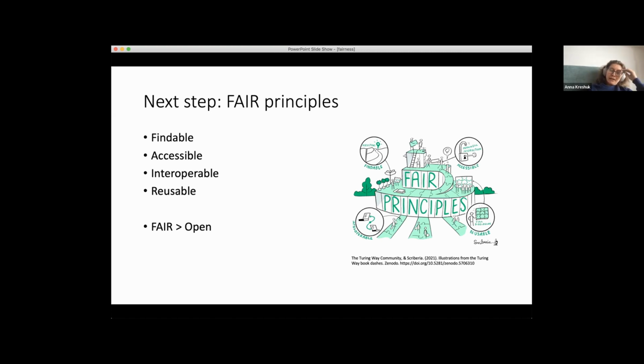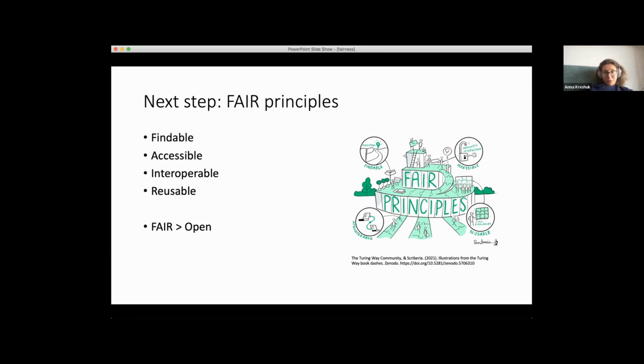So I would say full compliance to the FAIR principles is really more of the target, right? Where open science is the road. And the further we get on this road, the better it will be, and the better it will be for the whole scientific community. Right, so that was more of a general introduction.